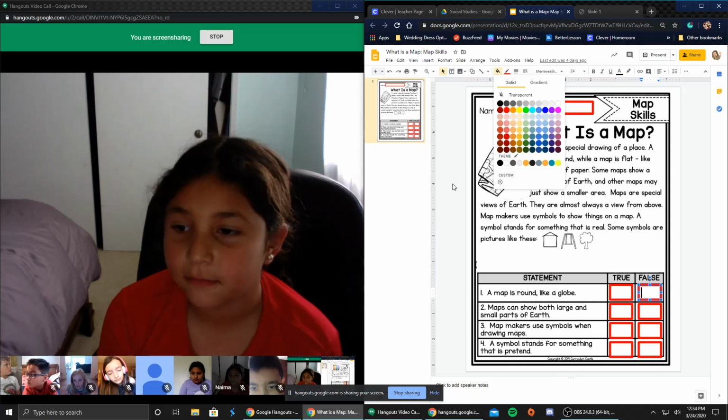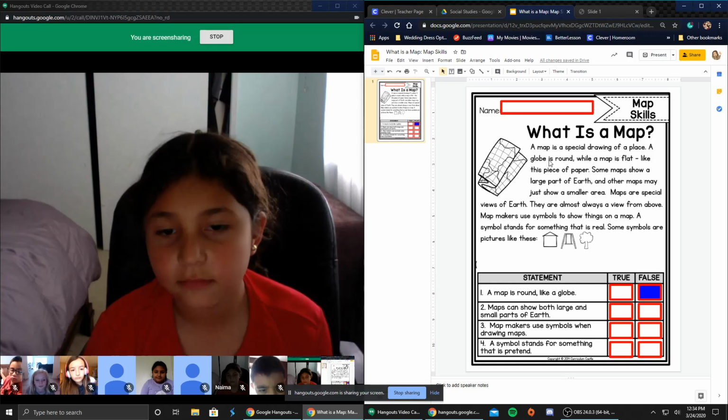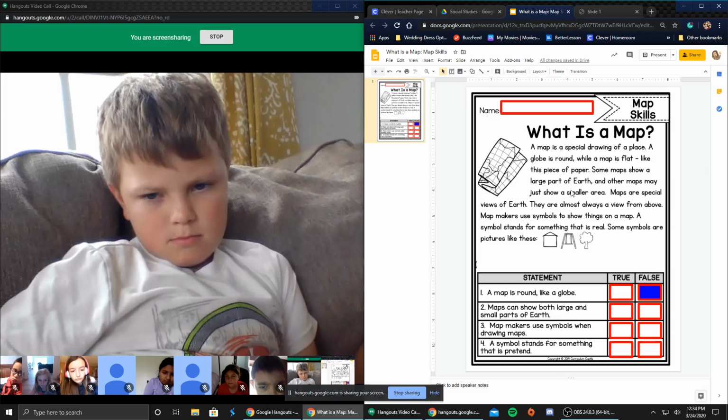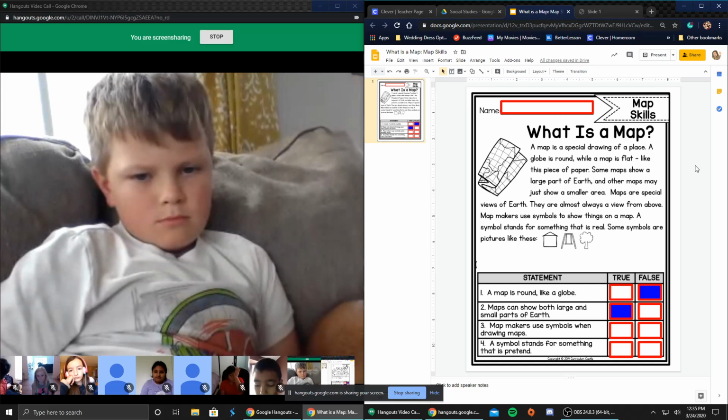Okay. The next question then asks, maps can show both large and small parts of the earth. And if you don't know that question, you can look in here and see what it says. So here it's talking about a piece of paper. It shows large parts of the earth and a smaller area. So that one's also true. So you're going to be going through this article, this paper here, and you're going to be trying to find out if it's true or false. And I did give you the first 2 answers, so you guys can go ahead and solve those yourself there.